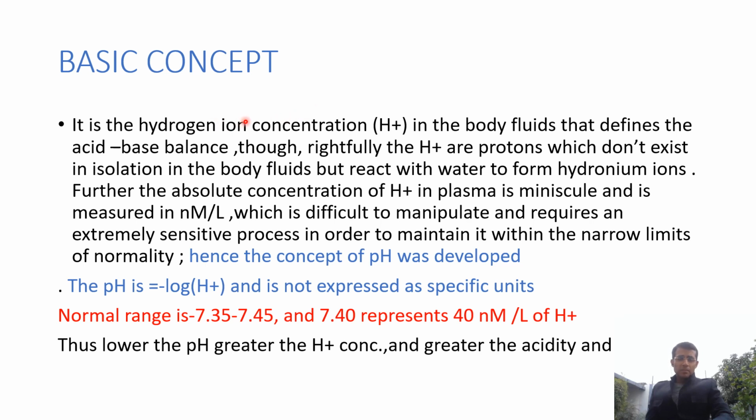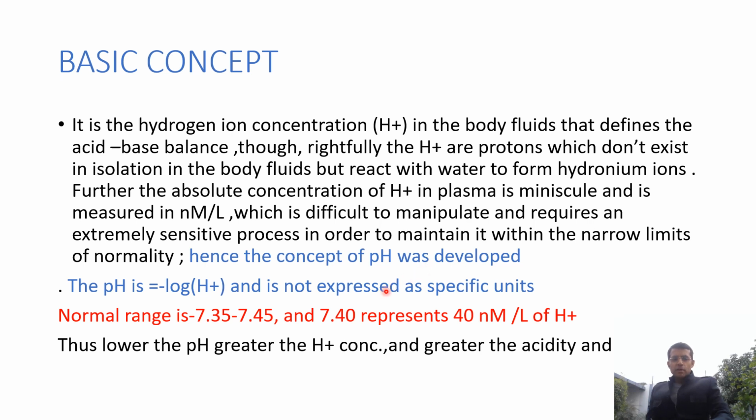So, what is the basic underlying concept? It is the hydrogen ion concentration in the body fluids that defines the acid base balance. Though rightfully, the hydrogen ions are protons which don't exist in isolation in the body fluids, but react with water to form hydronium ions. Further, the absolute concentration of H+ in the plasma is very minimum and is measured in nanomoles per liter, which is difficult to manipulate and requires an extremely sensitive process in order to maintain it within normal limits. Hence, the concept of pH was developed.